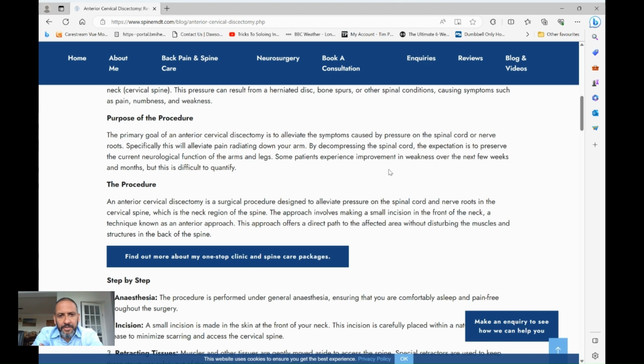With things like dysfunction or loss of function, so weakness in the arms and legs, or numbness, specifically weakness, with time that improves. The main purpose is to preserve the current function, but in my experience, with time, weakness improves. Numbness is a little bit less predictive. In some cases it improves, but in some patients it often remains.